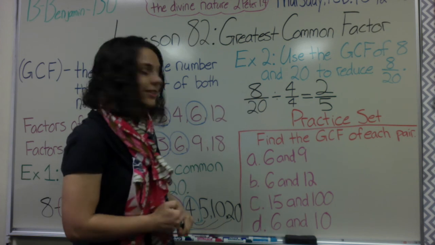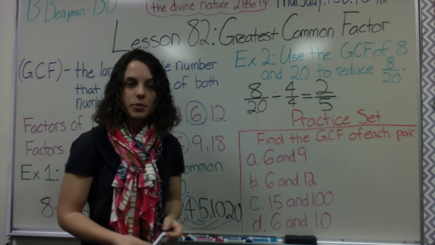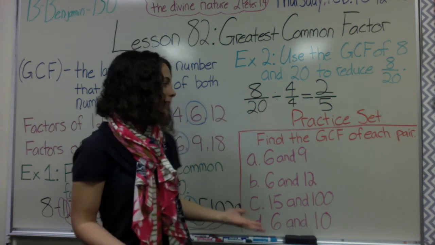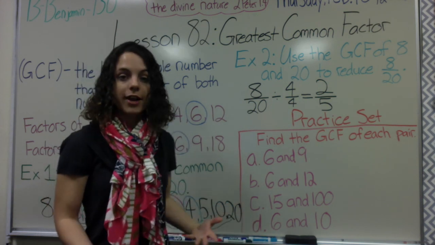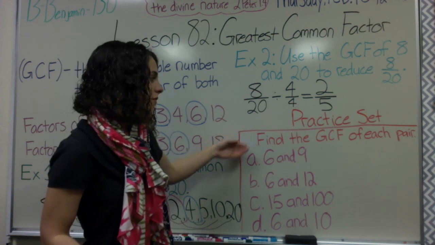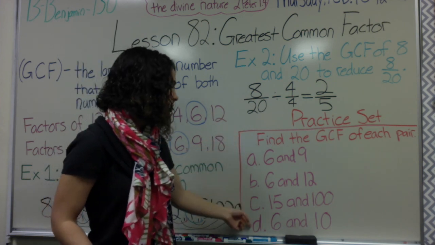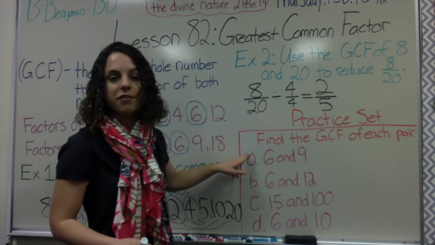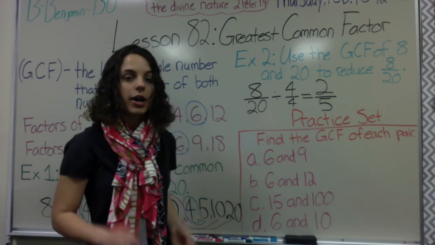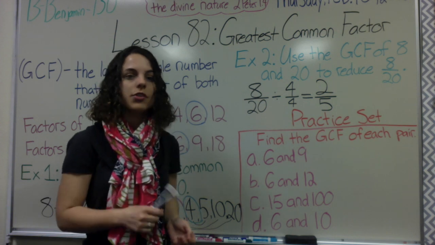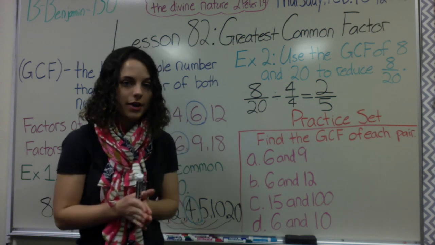For the practice set, you're going to do letters A, B, C, and D, and we will go over them in class. There are also more practice set problems that we will do together in class and check for understanding. For each of these, you're just going to find the greatest common factor of each pair. You will need to list all of the factors of each number and then circle or underline the greatest common factor so that I know which is the greatest one.